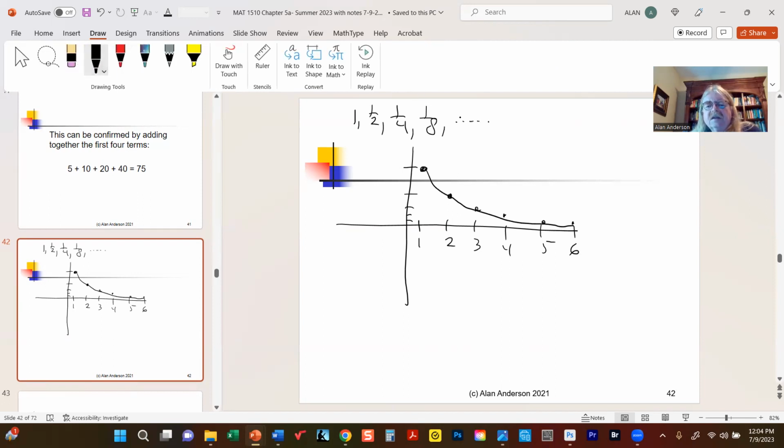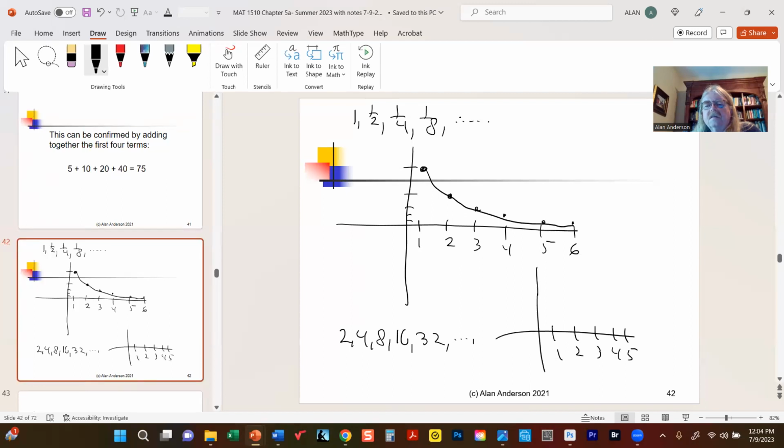But if you have something like this, they're just getting enormous very quickly. So it's pretty clear that in the second case, the terms are not converging, or we could say that they're converging to positive infinity. But in the first case, it looks like they're heading towards zero.